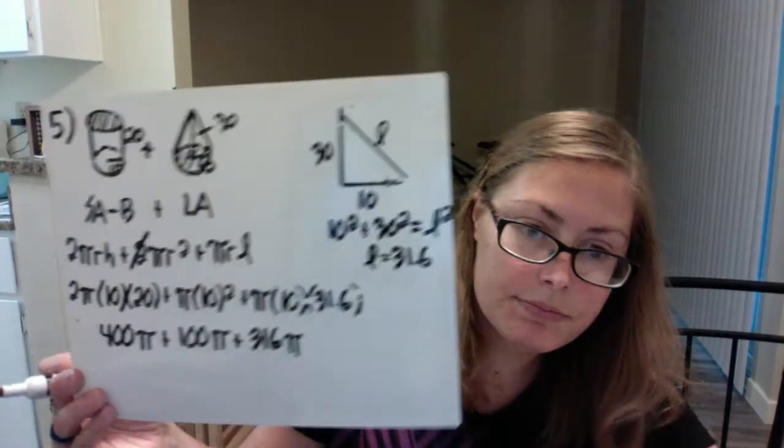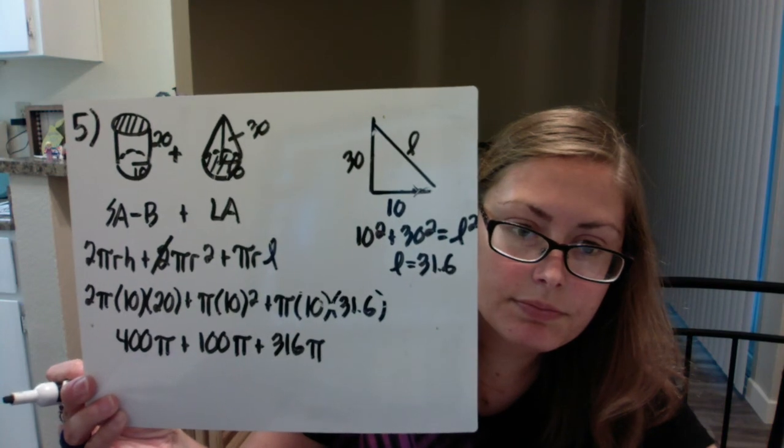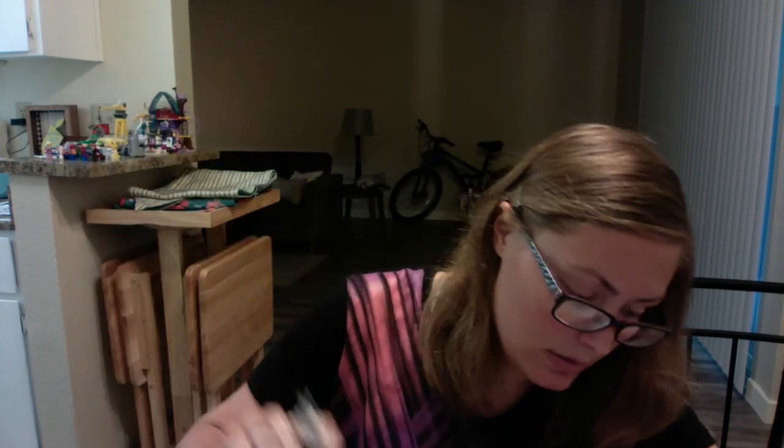Continue on, we have 400 pi plus 100 pi plus 316 pi, which gets us to 816 pi, and to the nearest whole number is 2,564 feet squared.